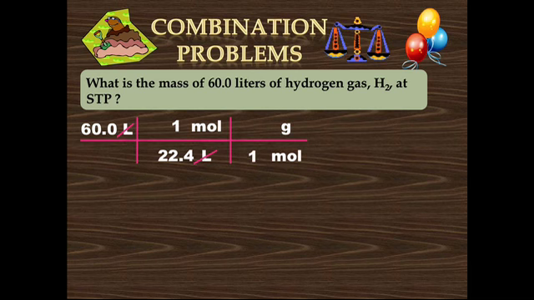So I'm going to have 1 mole, and I need to add up the grams off the periodic table. So H has a mass of 1, and there are 2 H's, so it's going to be 2 grams. Moles are going to cancel. I multiply across the top and multiply across the bottom, and then I'm going to divide, and I'm going to get my answer, which is 5.4 grams.